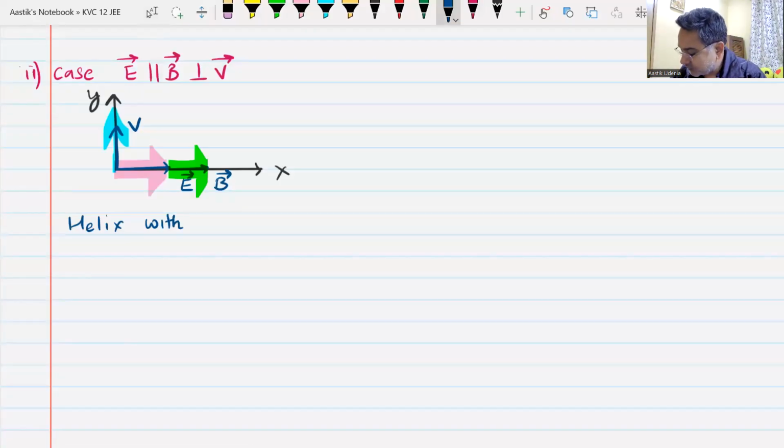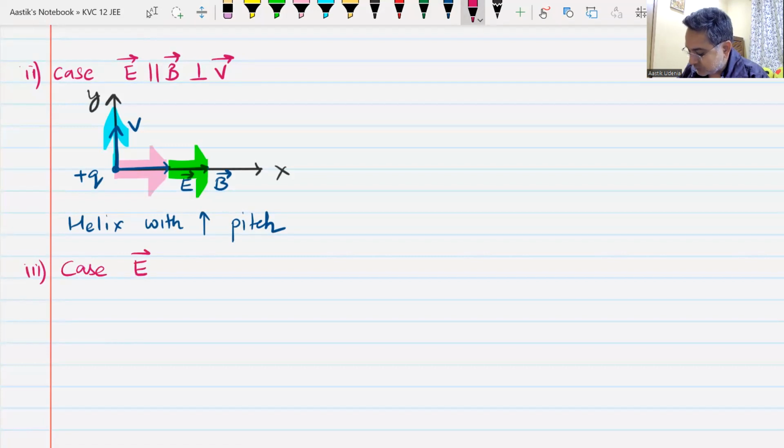This is a helix with increasing pitch. I'm assuming that this is a positive charge, so velocity will keep on increasing in this direction. Do we understand this? Yes, sir. Case number 3. Just a simple variation of this case. E is parallel to B and they are at an angle to V.